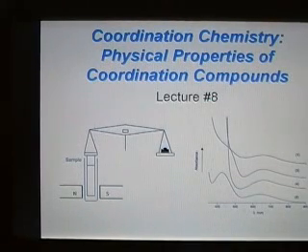Lecture 8 is going to focus on the physical properties of coordination compounds. During Lecture 7 we took some time and developed the idea known as crystal field theory. And crystal field theory is going to help us explain the physical properties that are observed in coordination compounds. The two specific physical properties that we will look at are the magnetism of coordination compounds and their visible spectroscopy.